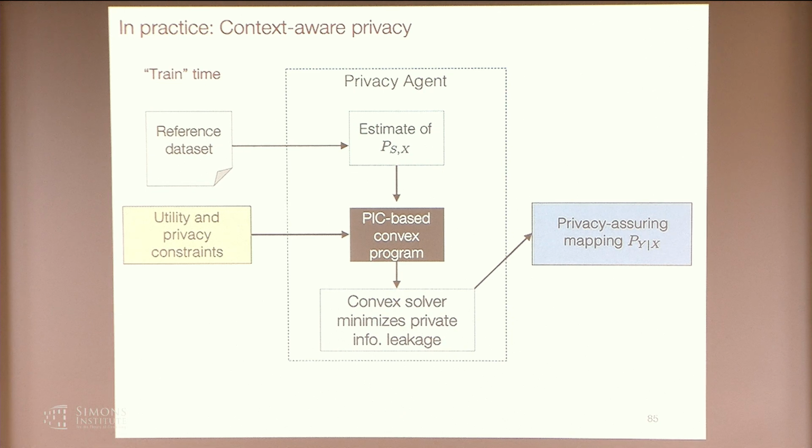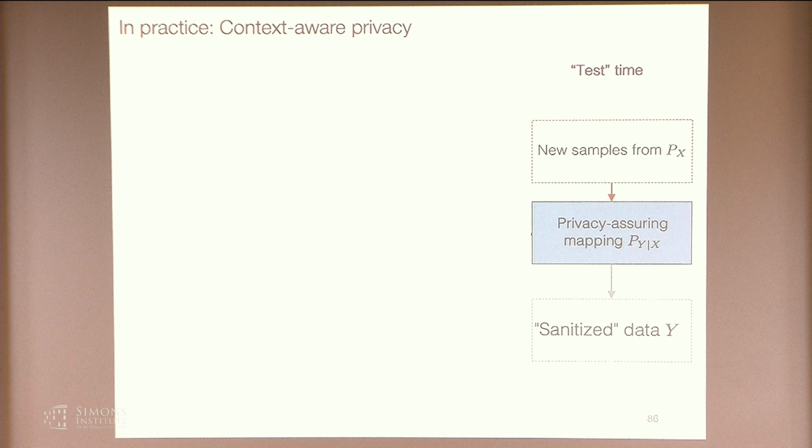In order to use this PIC-based convex program, you have something that looks like context-aware privacy, where you have a reference data set. You can estimate P of S given X. You have your utility privacy constraints. You plug it into this convex optimization problem, give it to a convex solver, and it will give you a privacy assuring mapping. And as you sample new samples from P of X, you pass them through that mapping locally and reveal the sanitized Y.